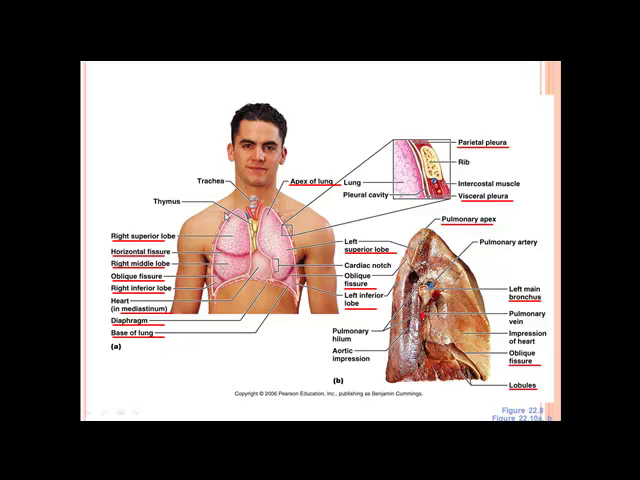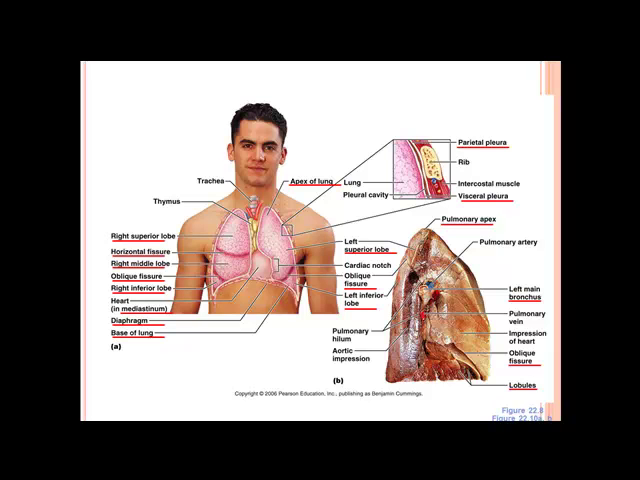Some big anatomy features. Here's my superior lobe, my middle lobe, and my inferior lobe of my right lung. We call this the horizontal fissure, and this is the oblique fissure. There's also an oblique fissure on the left lung, and you're going to want to identify this as the left oblique fissure and this as the right oblique fissure, since there is one on the left side and the right side.